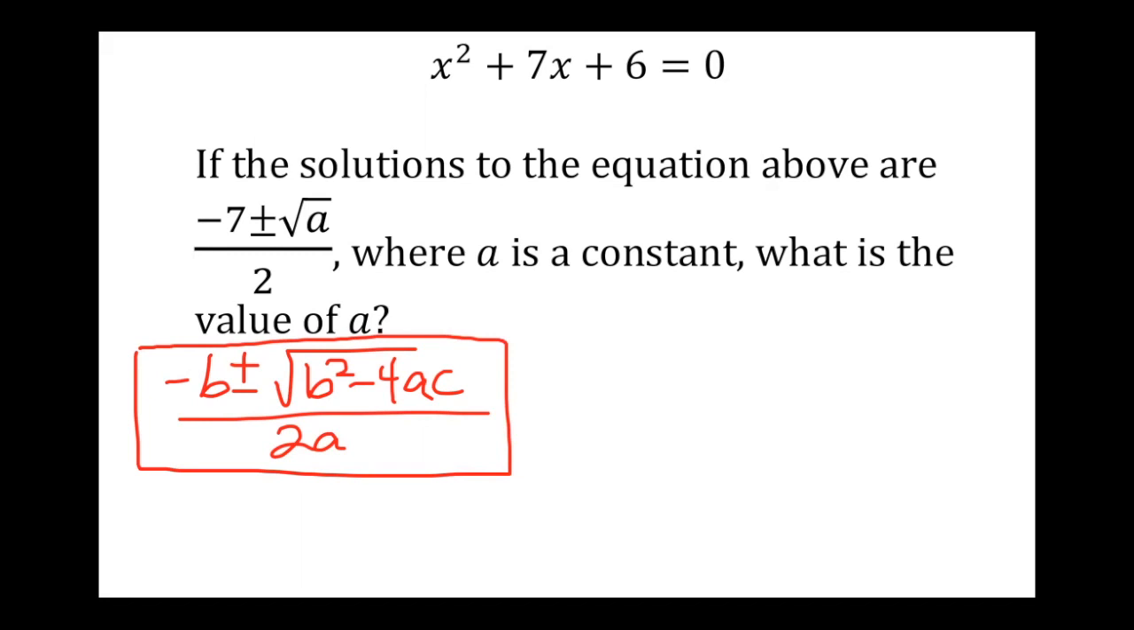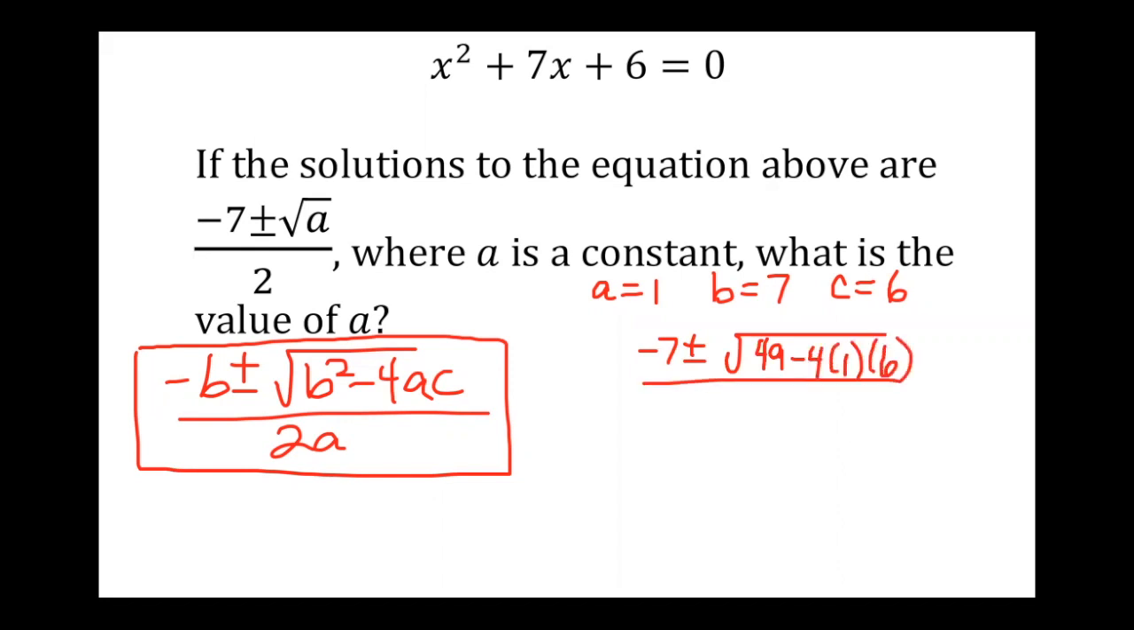This is already in standard form, so the thing attached to the x squared is our a. In this case, 1. Our b is attached to the x, it's 7. And our c is the constant on its own, it's 6. And we just plug these numbers into the quadratic formula. We get -7 plus or minus the square root of b squared minus 4 times a times c, all over 2a.